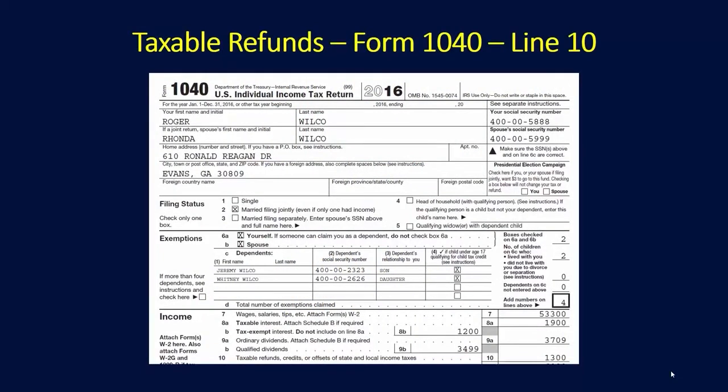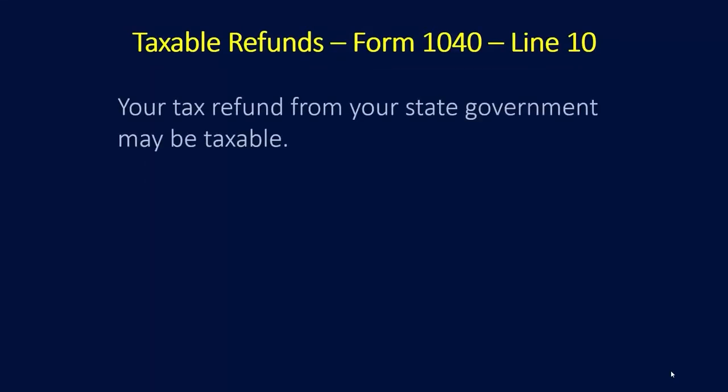Part 2 of our discussion on income. We're now at line 10, taxable refunds, credits or offsets of state and local income taxes. We're making our way down through the income section of the 1040. Your tax refund from your state government may be taxable.